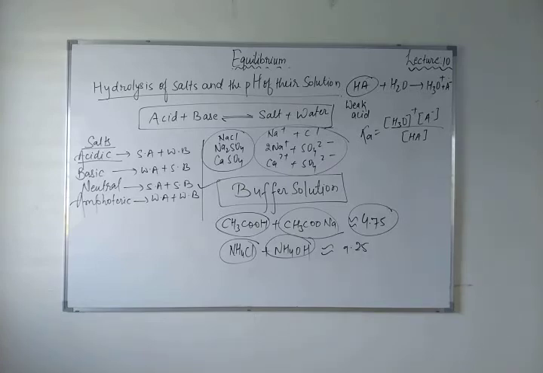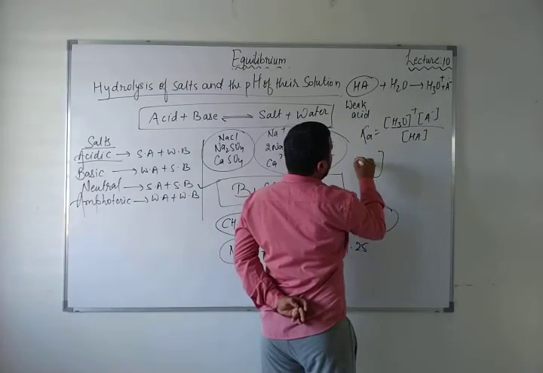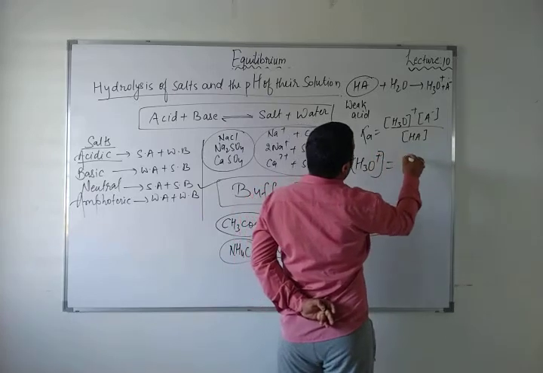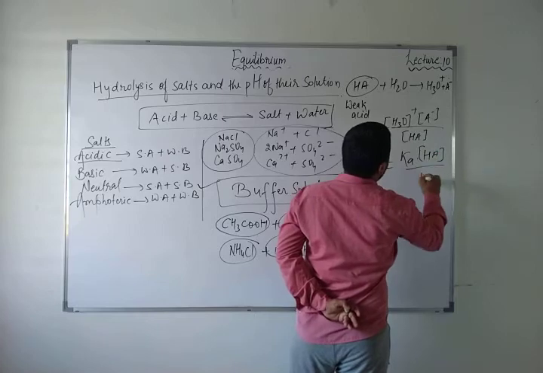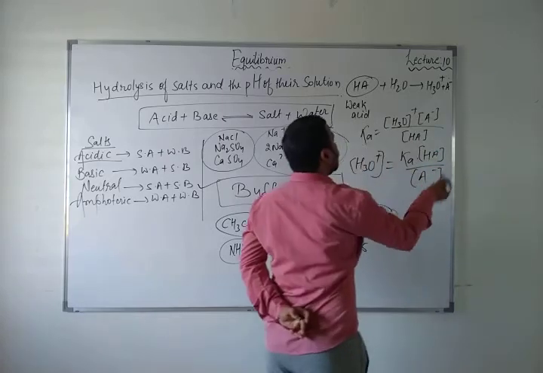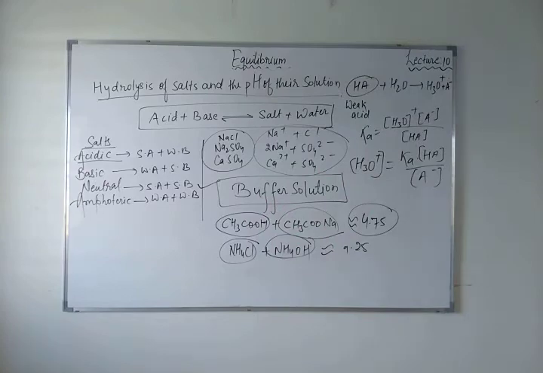And if you want to rearrange this expression, means if you want to calculate the hydronium ion value, this H3O plus value, what will be the value of H3O plus here? H3O plus will be equal to Ka into HA upon A minus. Am I right? Yes or no? We have just rearranged the expression.